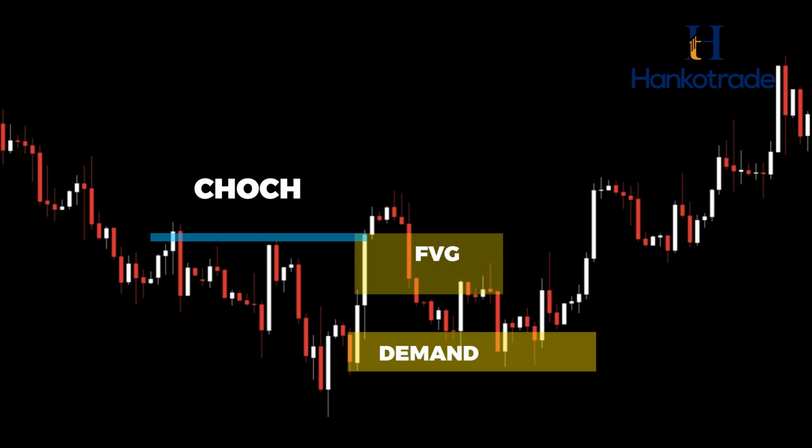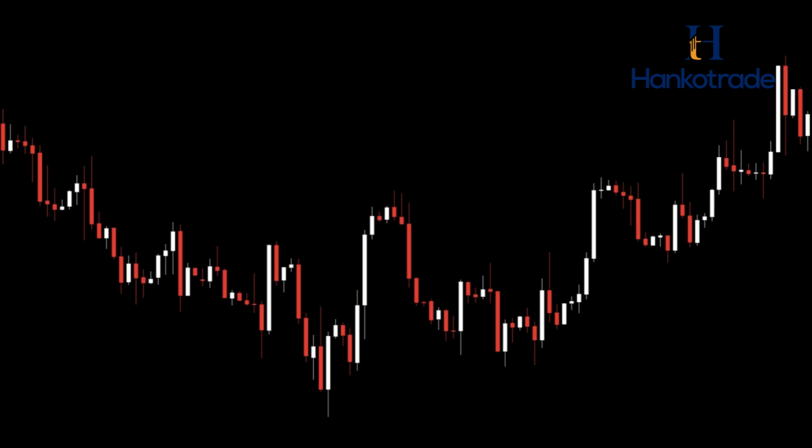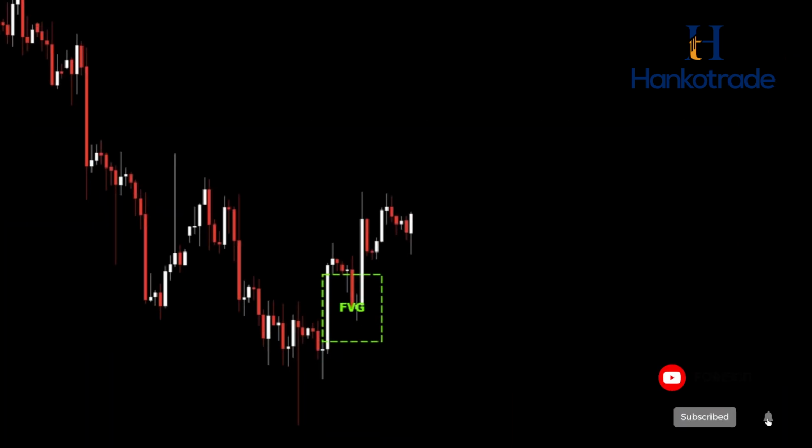We must wait for a change of character to verify that the short-term trend is over and the market can continue in the direction of the dominant higher time frame. If there is no change of character, we will not have a trade. Once we receive confirmation of the change of character, we have two entry trading models.